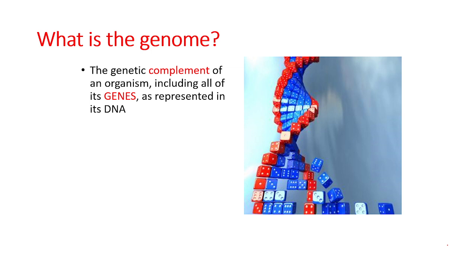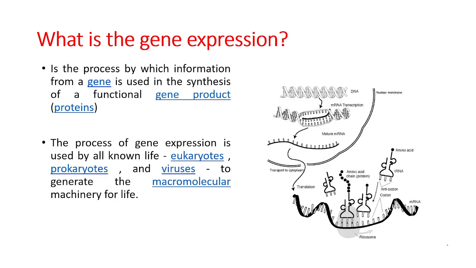So what is a genome? The genetic complement of an organism, including all of its genes as represented in its DNA, is termed the genome. So it is the genetic complement of an organism, that is, it includes all of the genes as we sequence them in the DNA. So this is known as the genome.